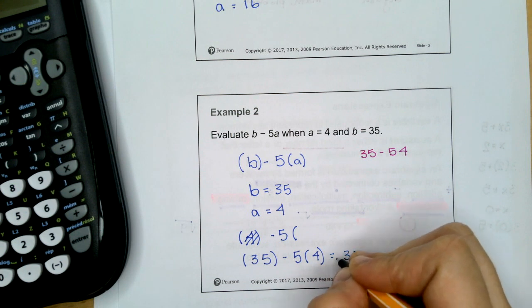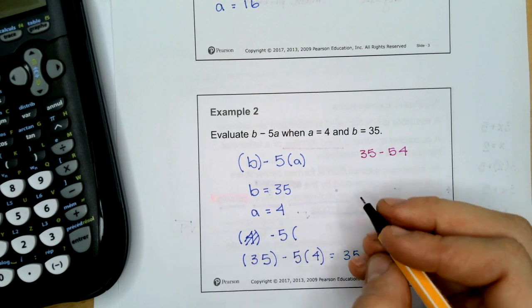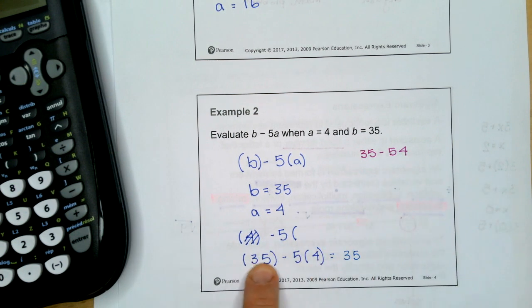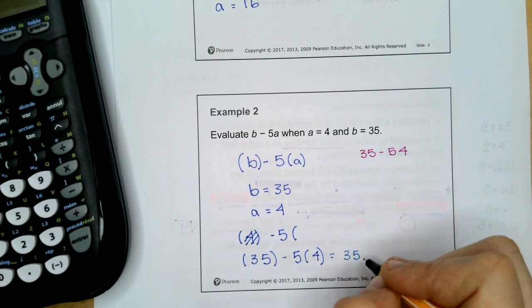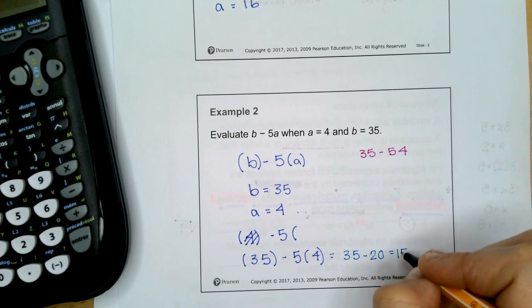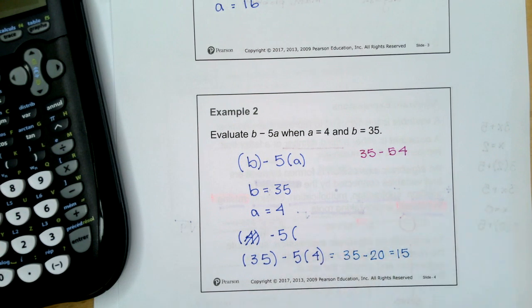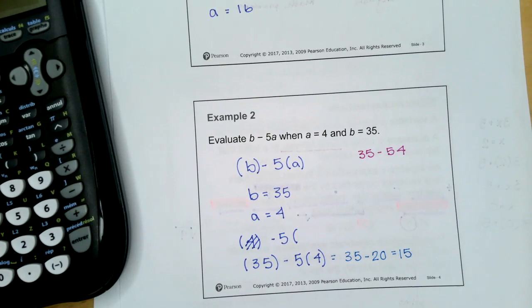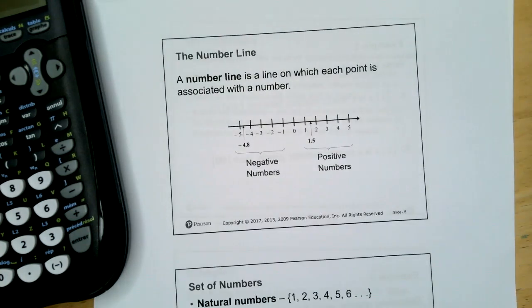And you can start adding equal signs when you know you can solve it, because you know that 35 minus 5 times 4 is the same as 35 minus 20. And you know that 35 minus 20 is 15, right? And so you can put an equal sign yourself if you want, because you are the one simplifying it. Good. Use parentheses when your letter is next to something would be my recommendation.